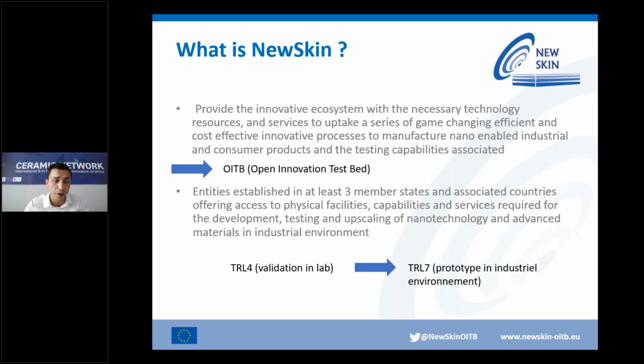And the second important point to keep in mind is that the entities established in at least 3 member states and associated countries will offer access to physical facilities, capabilities, and services that are required for the development, testing, and upscaling of nanotechnology and advanced material in industrial environment. And the principle of this OITB is to go from a TRL 4, which is a validation in lab, to a TRL 7, which is a prototype in industrial environment.